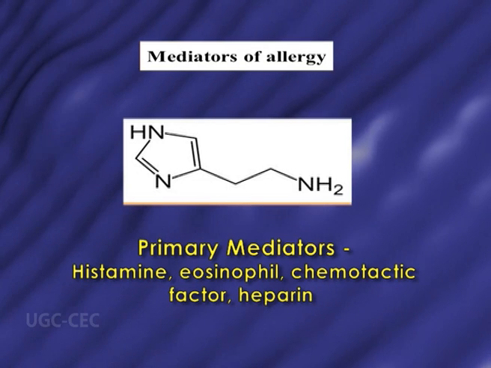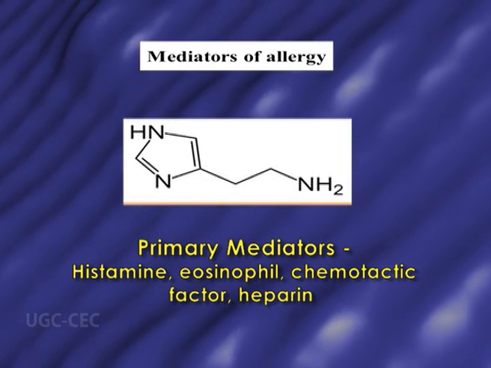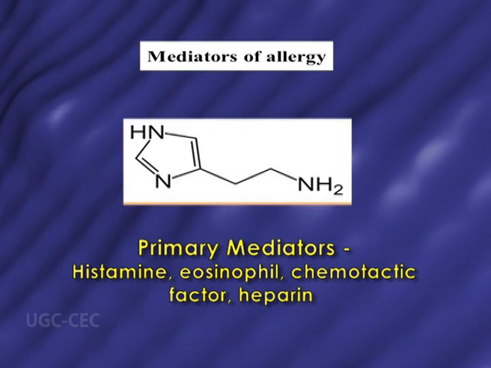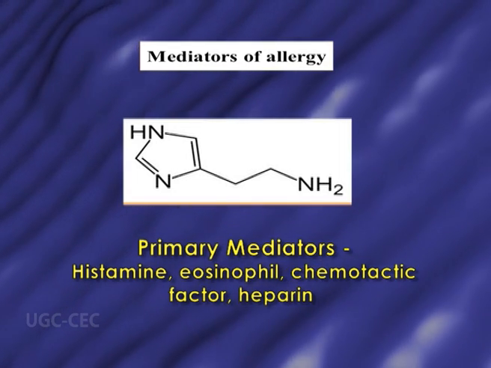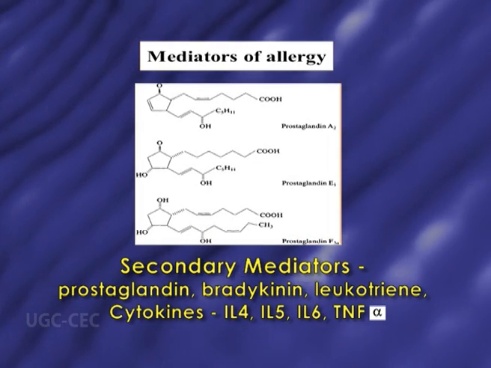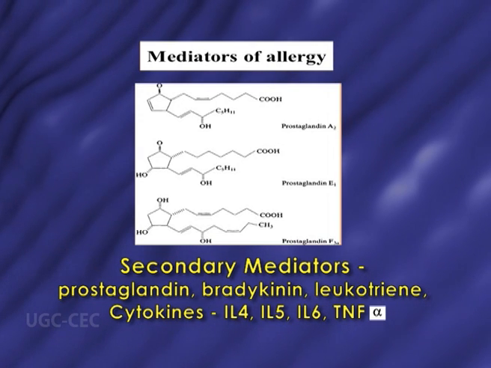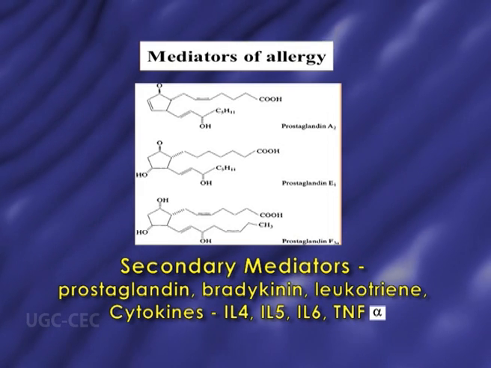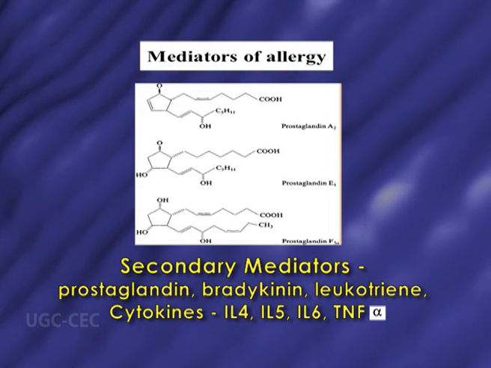And these pharmacologically active molecules actually mediate the allergy, or type 1 hypersensitivity. Now the primary mediators present in the granules are mainly histamine, heparin, eosinophil chemotactic factor, neutrophil chemotactic factor, etc. And secondary mediators are generated after the target cell activation and during the breakdown of the membrane phospholipids. Secondary mediators include prostaglandin, bradykinin, leukotriene, different cytokines, etc.